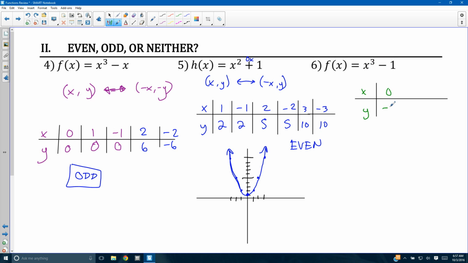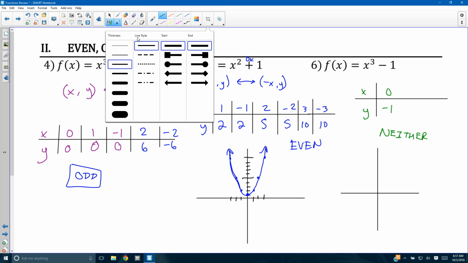0 cubed minus 1 is a negative 1. Already, I know it's neither. It must be symmetrical with the origin for it to happen, and there's only one y value when x is 0, and that's negative 1. And once again, to kind of prove it, besides just that one point, let's plot a few more points here, just like I would a cubic.